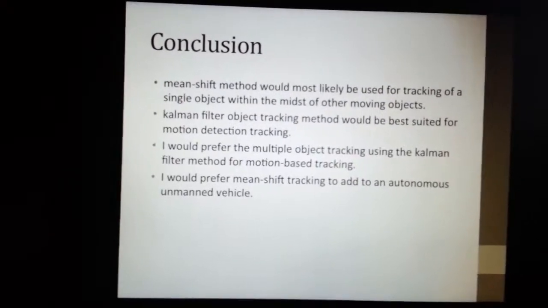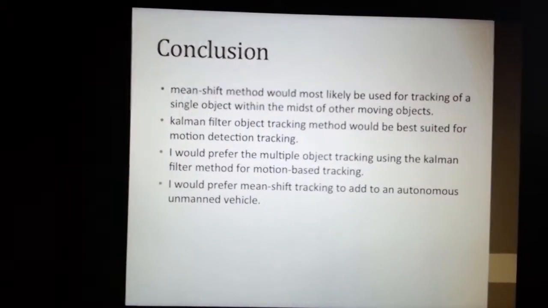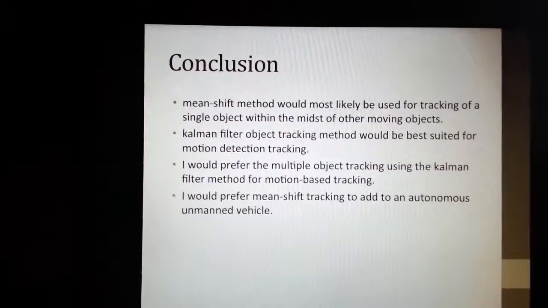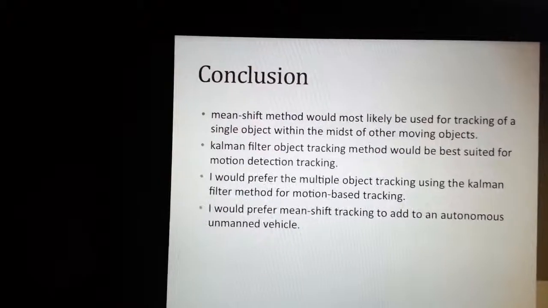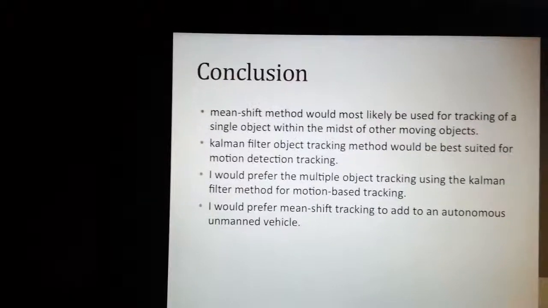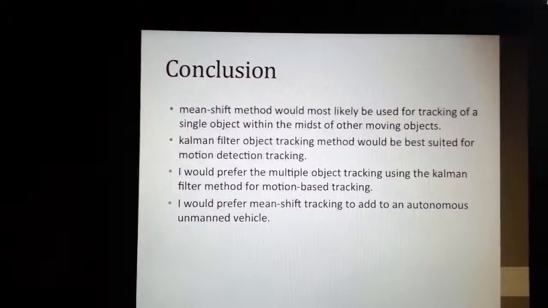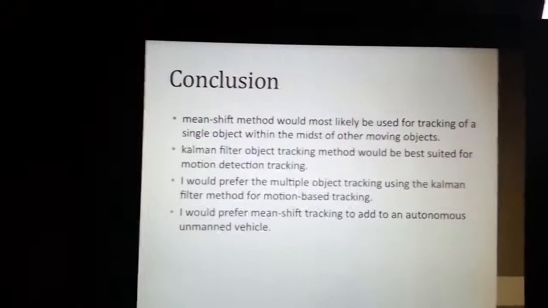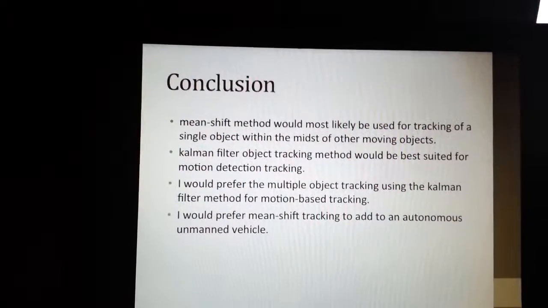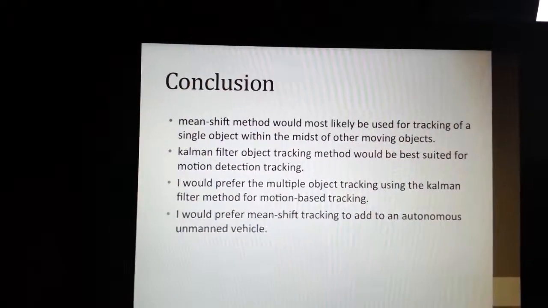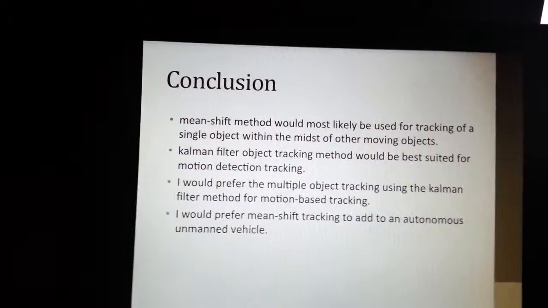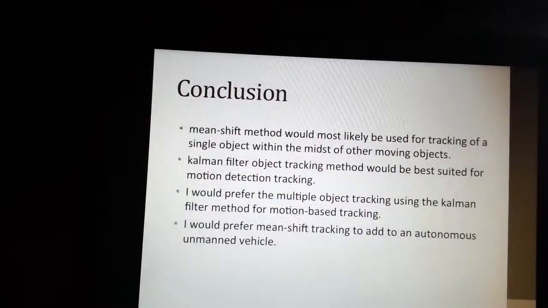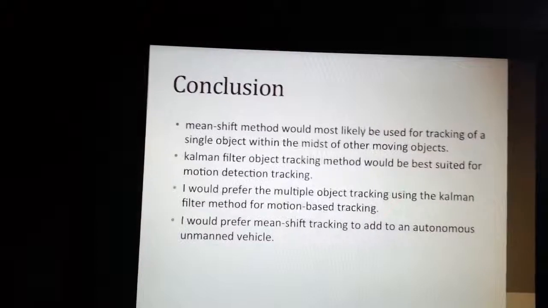In conclusion, both methods have their pros and cons, in which each method would be best suited for different particular types of object tracking. For example, the mean shift method will most likely be used for tracking of a single object within the midst of other moving objects. From my experience, the Kalman filter object tracking method would be best suited for motion detection tracking. From this experiment, I conclude that I would prefer the multiple object tracking using the Kalman filter method for motion-based tracking.